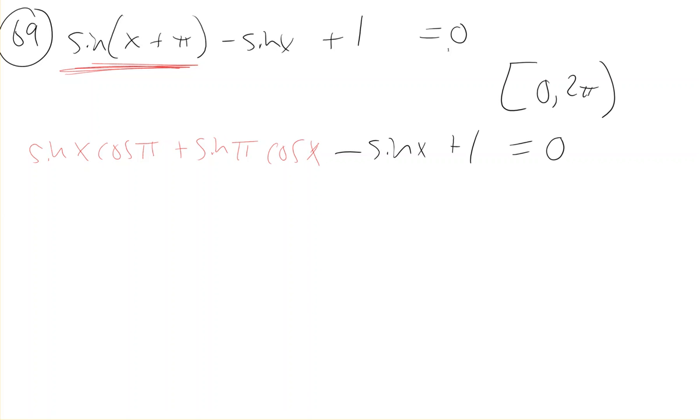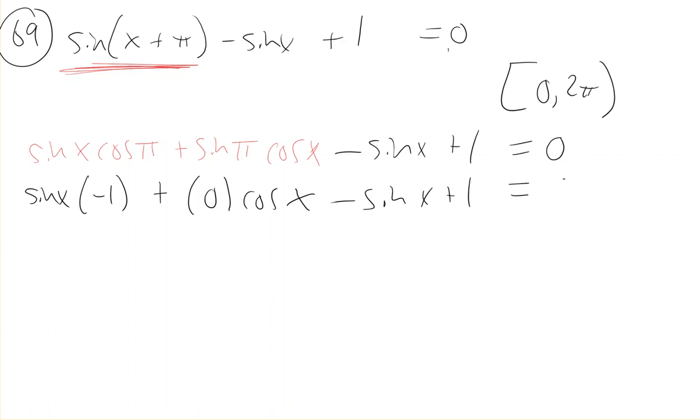Okay, so I want to combine like terms or simplify where I can. I can't really do much with the sine of x, but the cosine of pi is -1. I know that because of the unit circle, so I'll make that substitution. The sine of pi is 0, so I can make that substitution. So 0 times cosine, that's just going to go away. I've got a negative sign here, a negative sign here, so I could combine those together to get -2 sine x's.